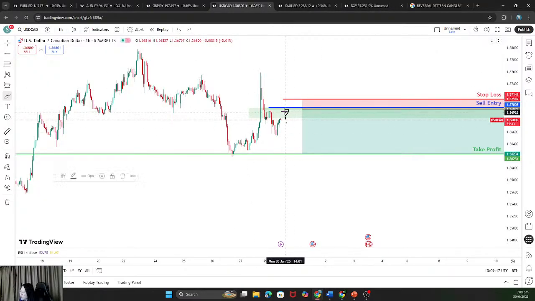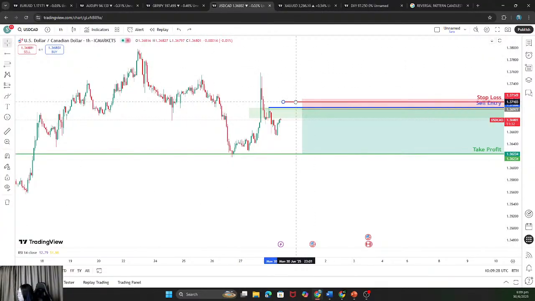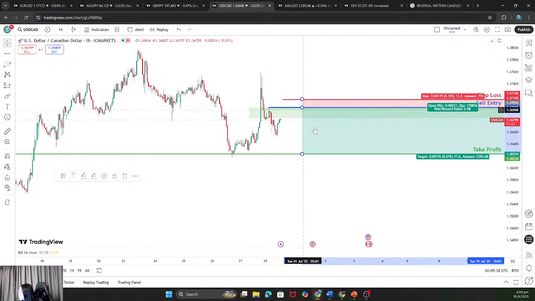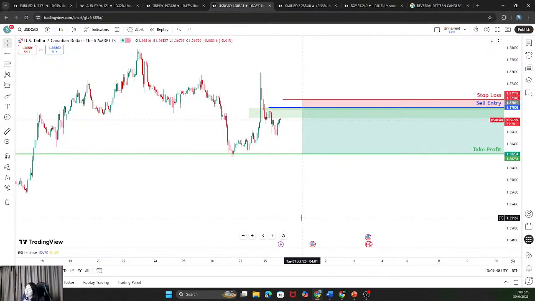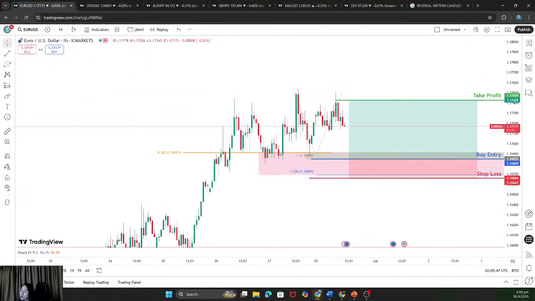I want to see a reversal pattern candlestick happening somewhere within this green box, and then I will probably consider a sell. I'm going to tighten my stop loss to here. Okay, so I'm happy with this, just looks a little sketchy. Okay, so I've got two setups right now.